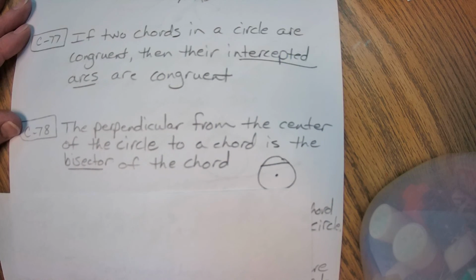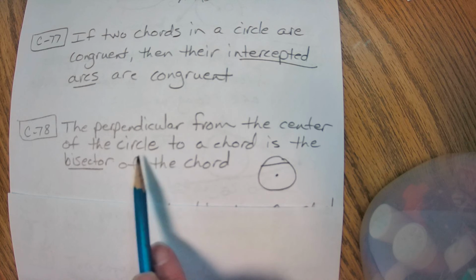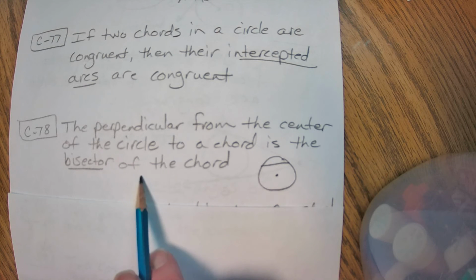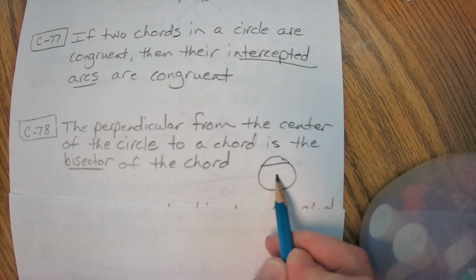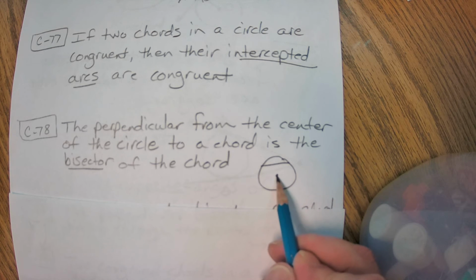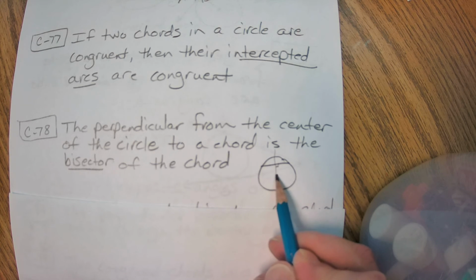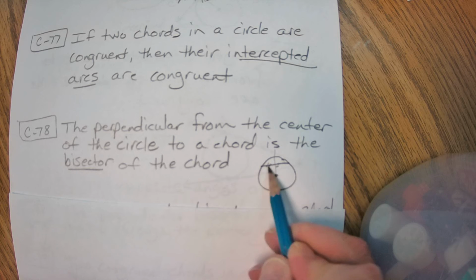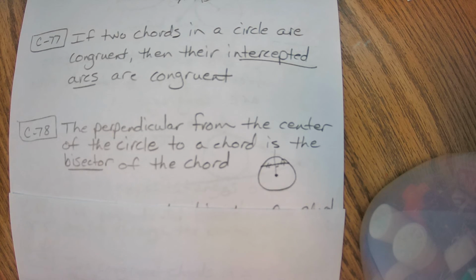C78 says that the perpendicular from the center of the circle to a chord is the bisector of the chord. So if I constructed a perpendicular line or segment from the center and it hit the chord at 90 degrees, then this chord will be bisected. This part will be congruent to that.